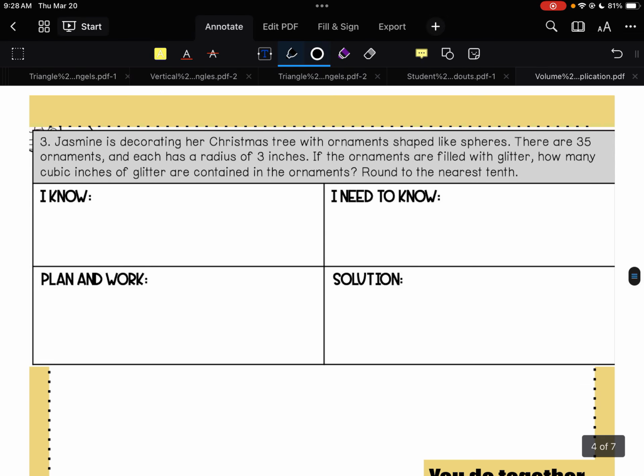Alrighty. Jasmine is decorating ornaments on a tree, ornaments shaped like spheres. There are 35 ornaments. Each has the radius of 3 inches. If the ornaments are filled with glitter, how much glitter in cubic inches are contained in the ornaments? Round to the nearest tenth. So you know that there are 35 ornaments.